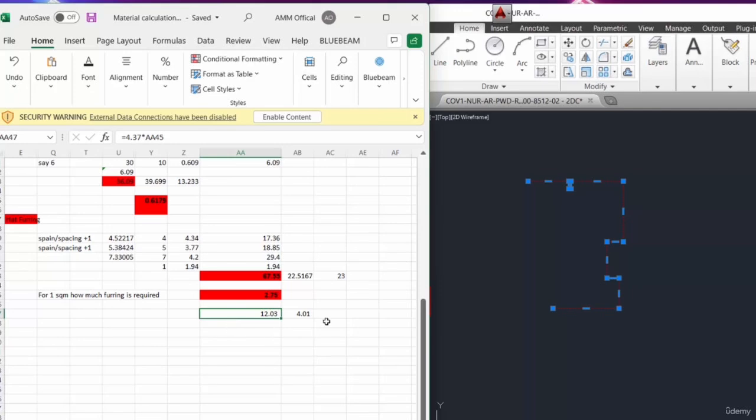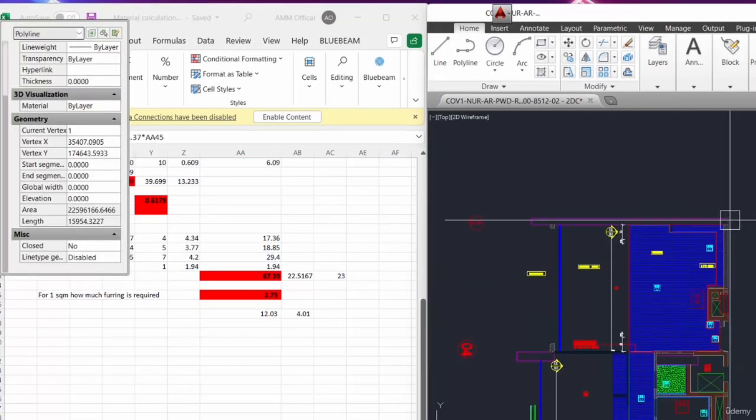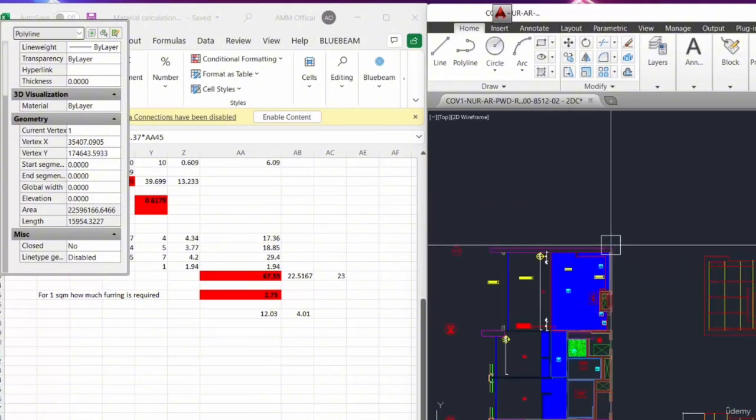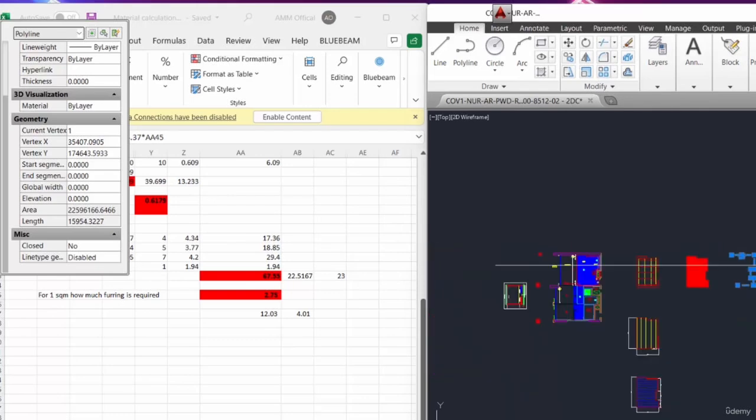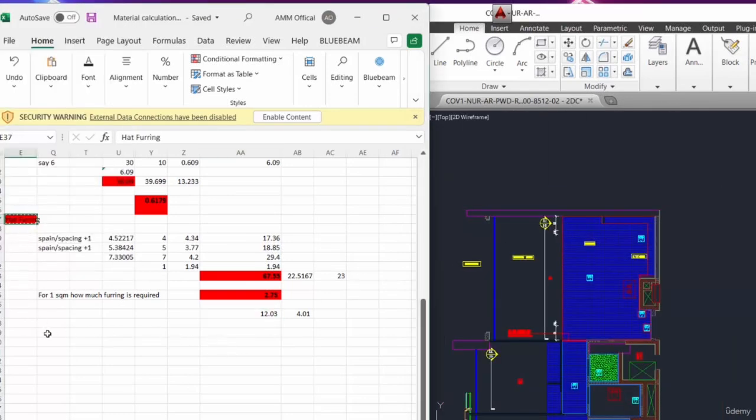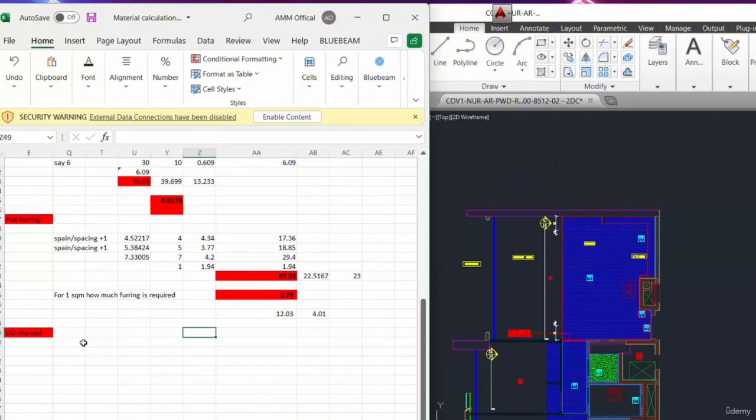Okay, so every time you need to consider this if you have this kind of scenario. If you have this kind of scenario, you need to calculate manually, because this is not too hard. As you can see, it's very simple. You just need to draw the line. So here I will mention it over here. This is UD channel. From the UD channel, you don't need to mention anything like spacing or span.